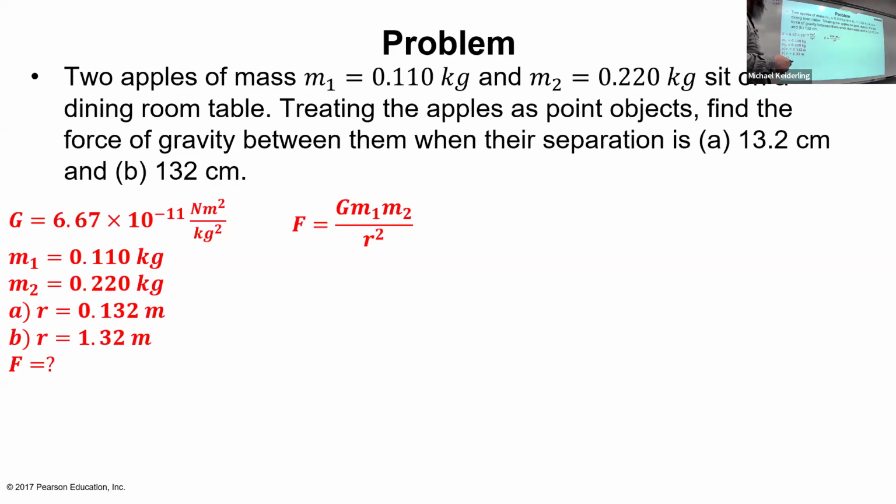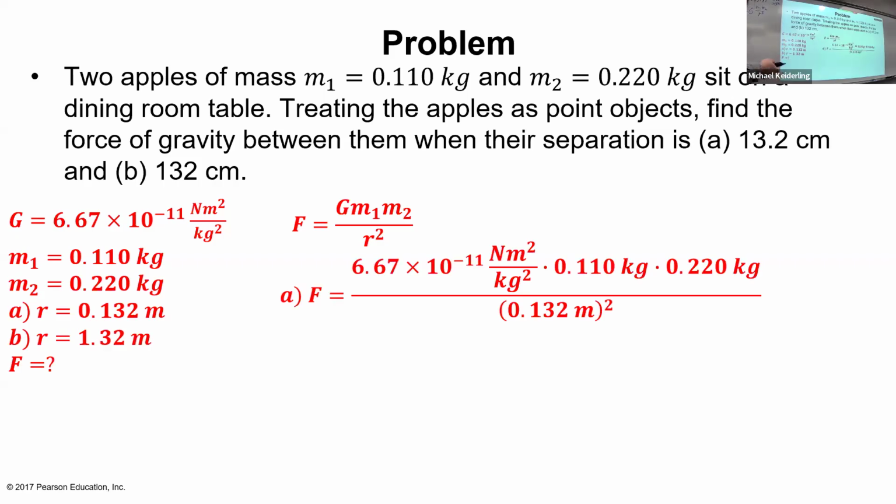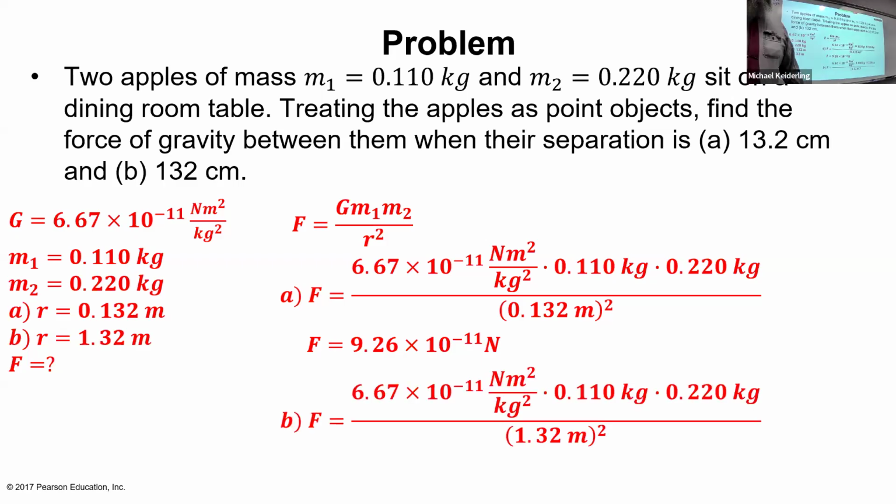Force is big G times mass 1 times mass 2 over radius squared. So when they're 0.132 meters apart, it's 6.67 times 10 to the minus 11 times 0.11 times 0.22 over 0.132 meters squared. The force of gravity is 9.26 times 10 to the minus 11 newtons. You compare that to the weight of these objects. The lighter apple has a weight of about 1 newton. So we're talking about a difference of around 10 to the 10 in force.